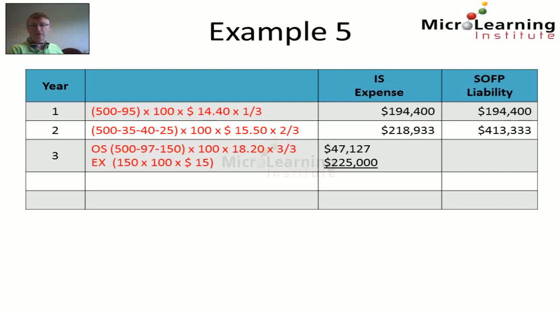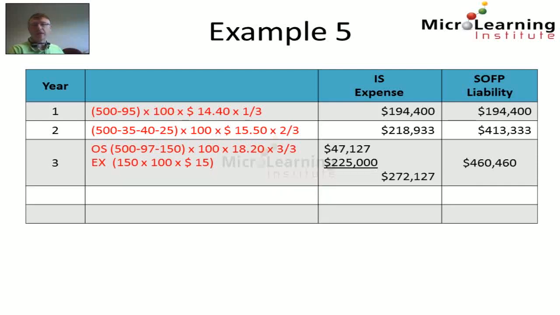By 100 SARs each, by $18.20, which of course is the fair value of the SARs that are still outstanding. So we must recognize a cumulative liability to the statement of financial position of $460,000, and that equates to a total expense of $272,127 to the P&L.